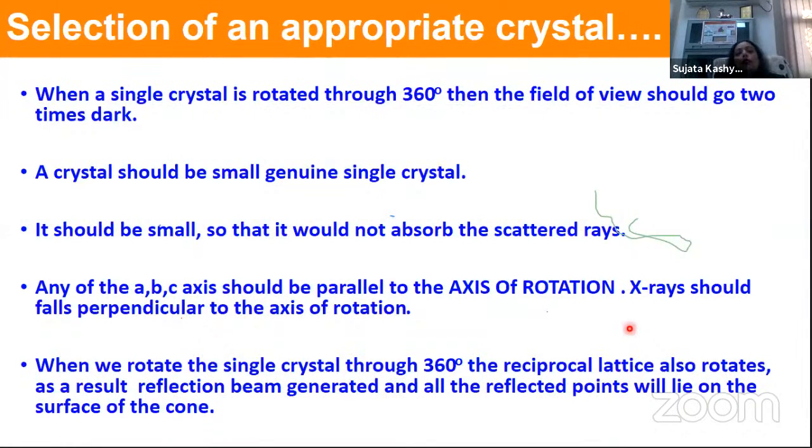Then comes selection of an approach. We do the crystallization, we pick up the crystal, but we have to confirm whether the crystal is a genuine single crystal before we go for data collection. How can we do that? We take our crystal and rotate it through 360 degrees. If the crystal is a genuine single crystal, then during the rotation the field of view will go dark 2 times.